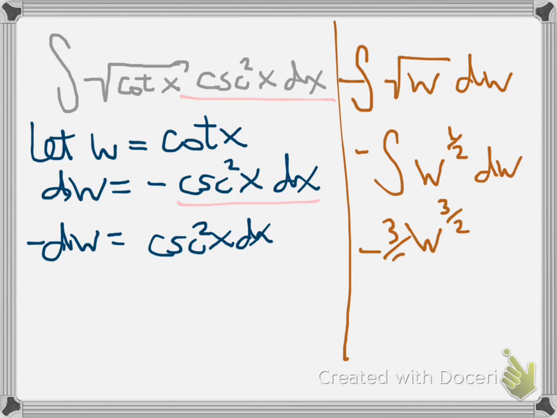But if we remember our rules for fractions, which I'm not demonstrating at the moment, instead of dividing by 3 over 2, I could multiply by 2 over 3, and that's equivalent. And then, of course, plus c.